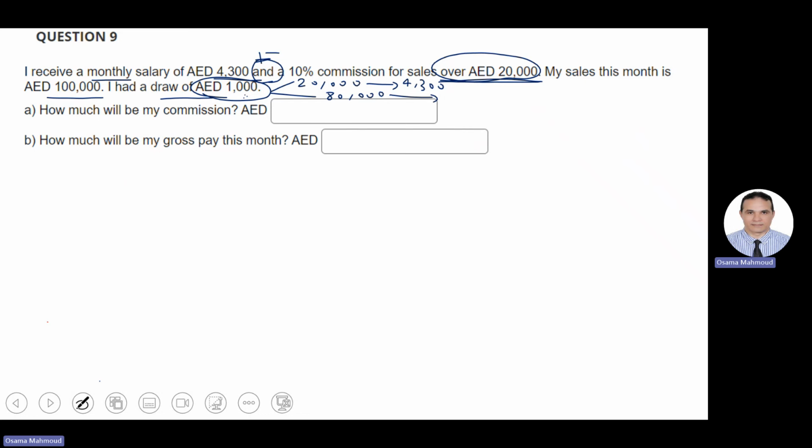So for the first 20,000, you will get the basic salary, right? Okay. And for the extra 80,000, you will get 10%. So this 80,000, you multiply by 10%, right? Your commission would be 80,000 times 10%, which is 8,000, right? This is your commission because you get the commission when you exceed the 20,000.